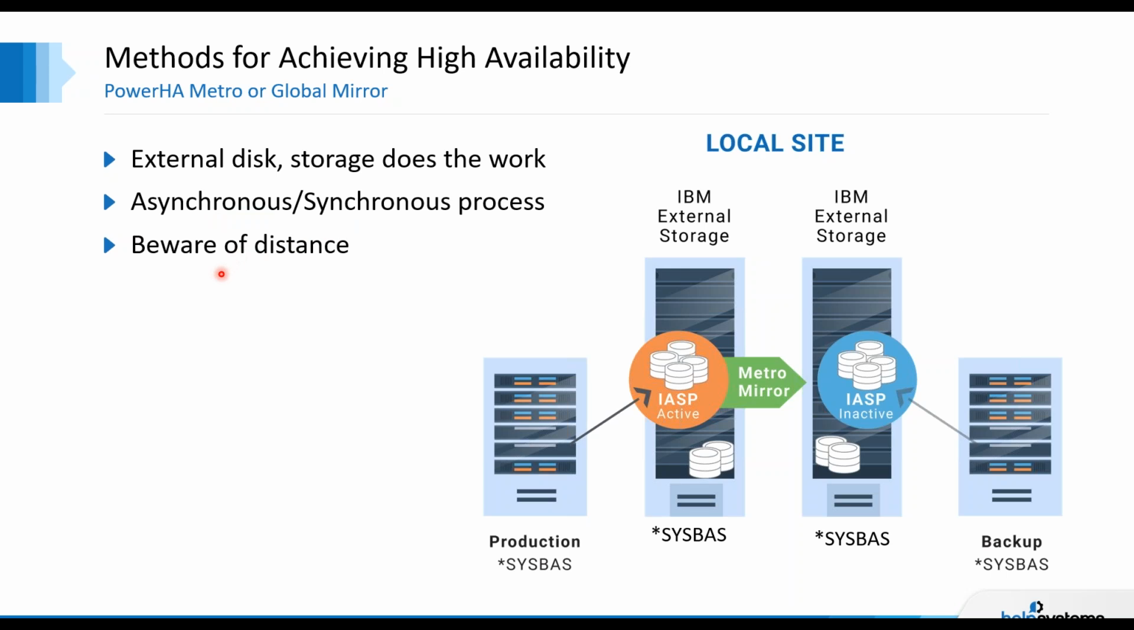There's a thing called Metro Mirror, which is about a 20-30 kilometer distance, and then there's Global Mirror, which is an asynchronous replication that you can have. Certainly people, as we say, are replicating across the pond, which would be the Atlantic or the Pacific or whatever, depending upon where you're located. They certainly are doing that. So Power HA has been around for a while, and it's definitely a good option on IBM.